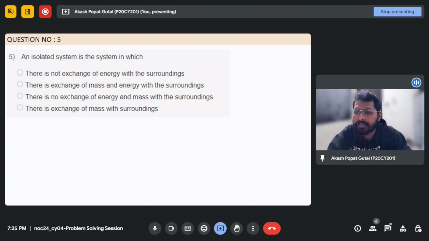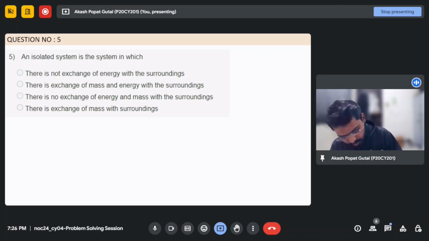So the fifth question is, an isolated system is the system in which there is no exchange of energy with the surrounding; there is exchange of mass and energy with the surrounding; there is no exchange of energy and mass with the surrounding; and there is exchange of mass with the surrounding. Can you answer this question? It is simple. Can anybody answer this question? It's for an isolated system. Sir, option C.